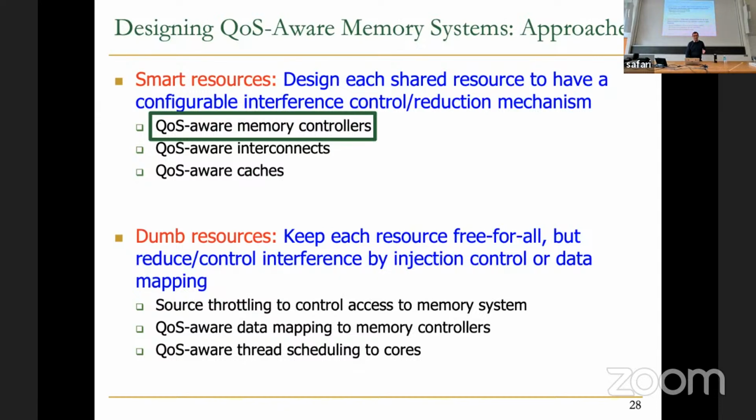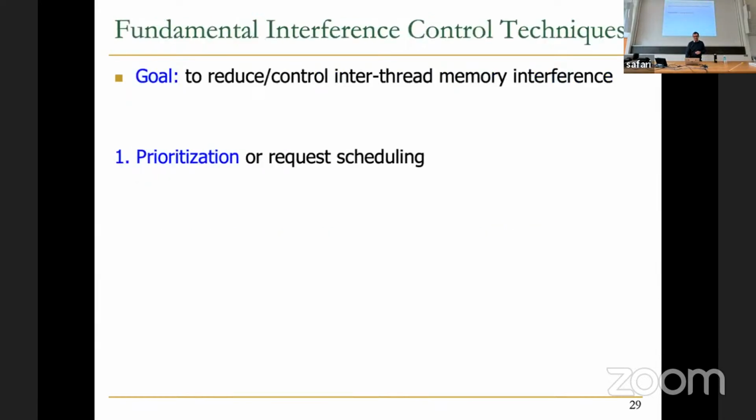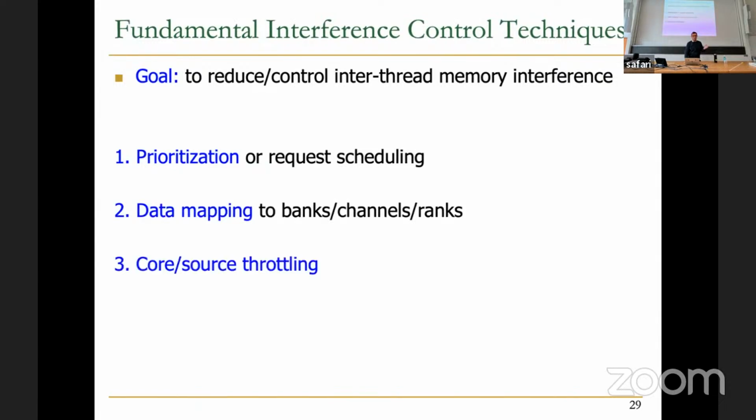Okay, so now we're going to jump into memory controllers, but at some point we're going to generalize. Okay, I guess before we jump into memory control. So essentially, to summarize, there are 4 fundamental interference control techniques. One is prioritization or request scheduling. You can change that. The other is data mapping to different resources. The other is core or source throttling, and the other is application and thread scheduling.